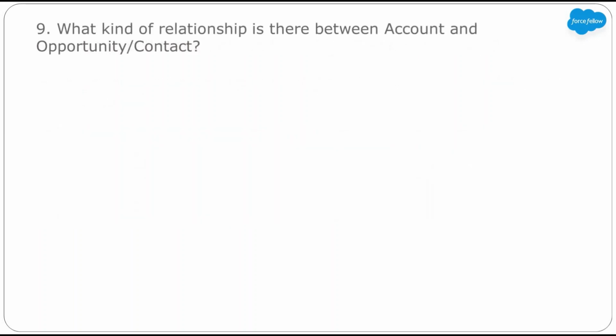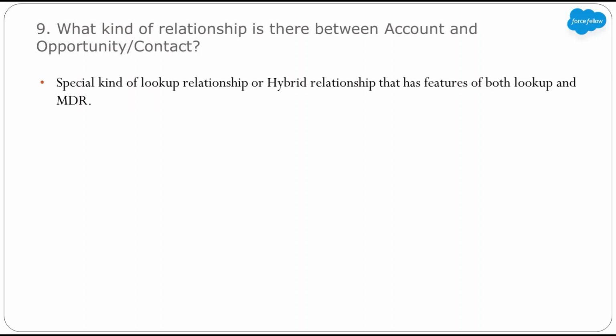Now next we have, what kind of relationship is there between account and opportunity or contact? Okay, so this is a very interesting question, because in account and opportunity, or account and contact, we have a special kind of lookup relationship, or we can say a hybrid relationship. This means it has features of both lookup and master-detail relationship. So when you check the field type in the opportunity object, the opportunity object has a non-mandatory lookup field of account, but it behaves like MDR.